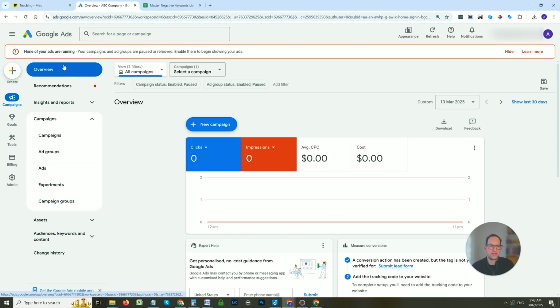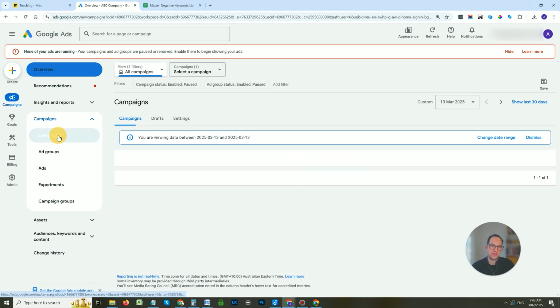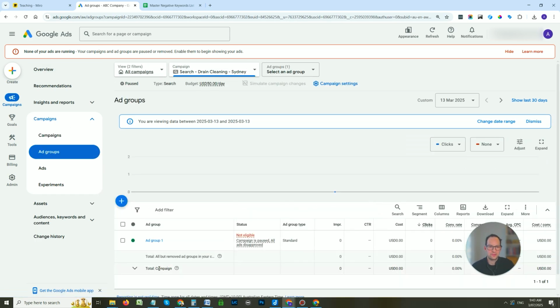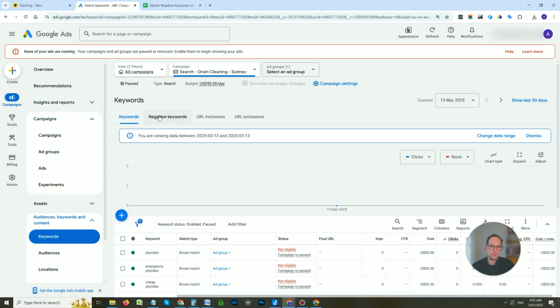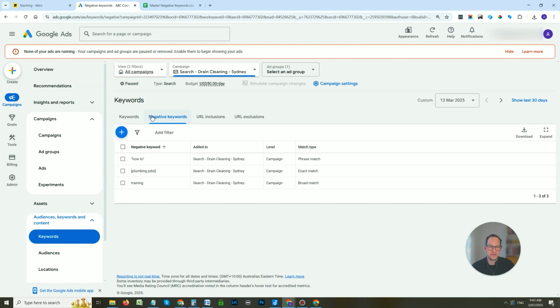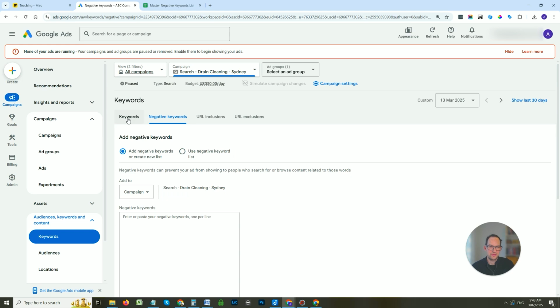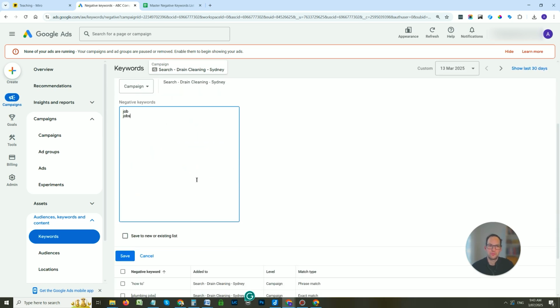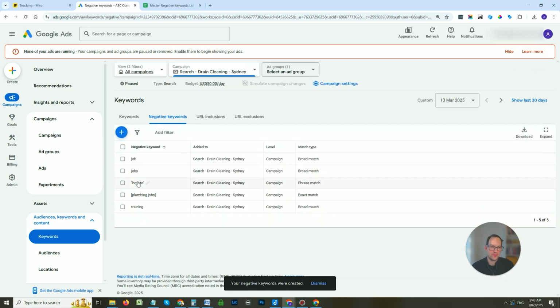So if you log into your Google Ads account, it'll look something like this. Come over to campaigns, click on your campaign, and then come down here and click on keywords. Now what you want to do is click on the negative keywords tab here, and this will allow you to add those sort of negative keywords. So it's just as simple as clicking the plus and entering your keywords just like this. I'd be entering both the singular and plural form, and then hit save. Now you've got a negative keyword list, and that will stop any searches with these sort of words coming up in them.